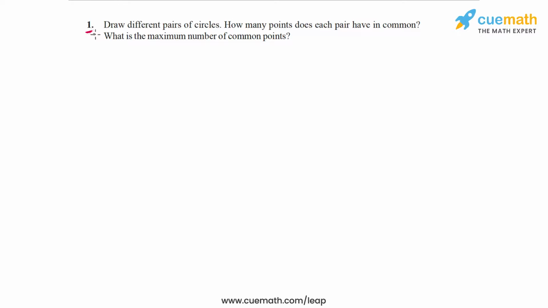In question 1, the problem statement says, draw different pairs of circles. How many points does each pair have in common? And what is the maximum number of common points? So I'm going to show you a simulation to help you visualize this.